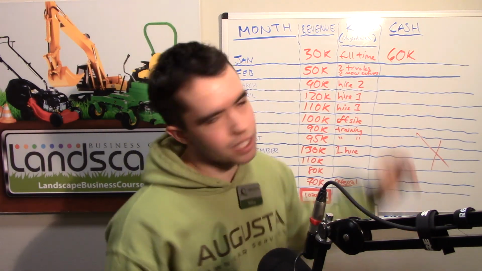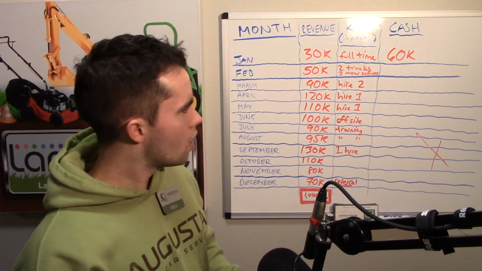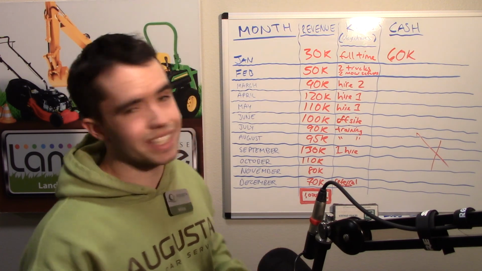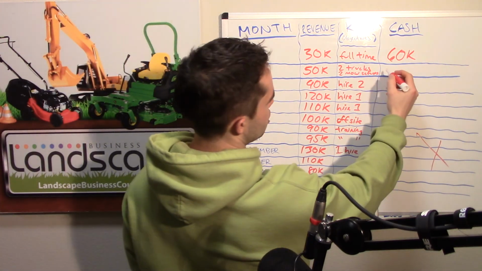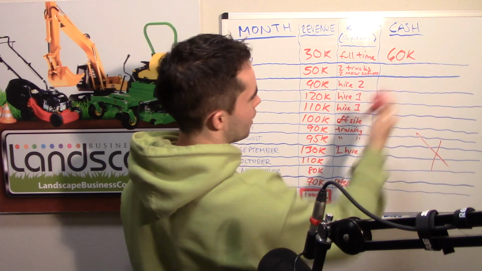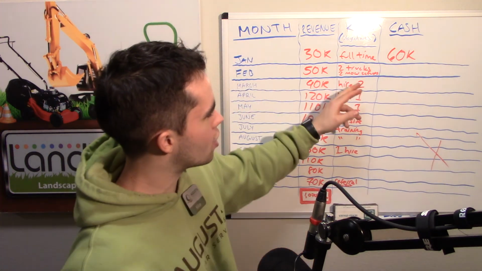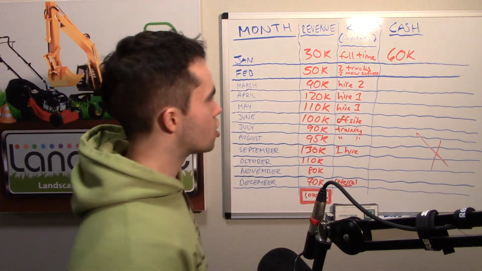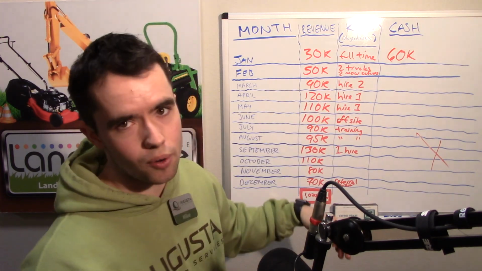Now January is going to be a little bit slow. It's going to take some money out of the bank. So we're going to start February with only like $50,000 in the bank. But then we've got to buy 2 trucks and 2 mower setups. So we might finance the mower setups maybe.